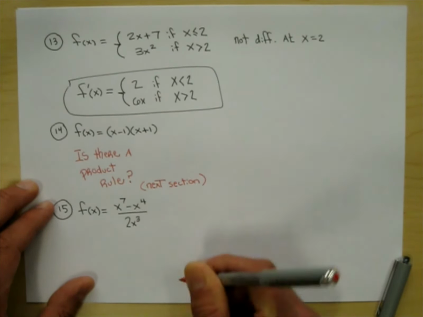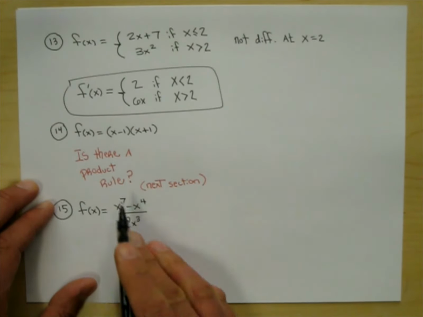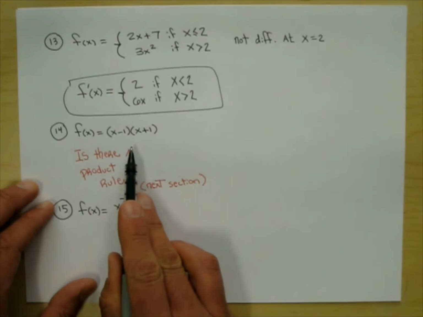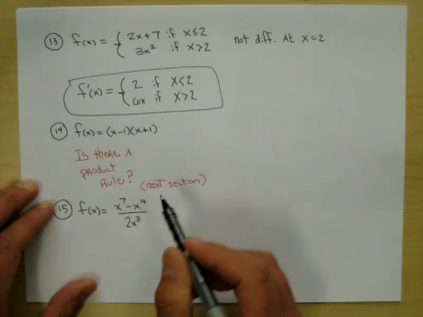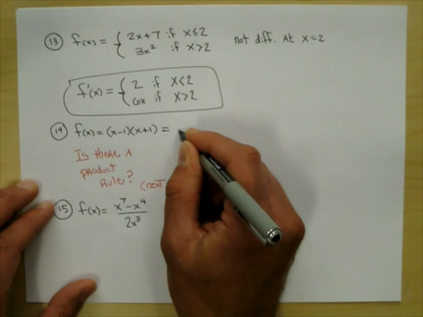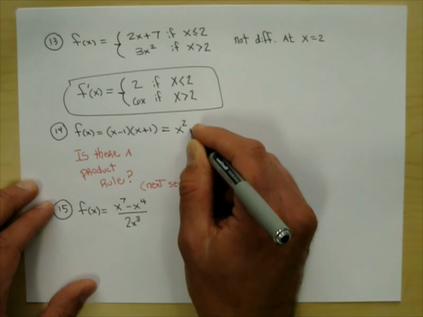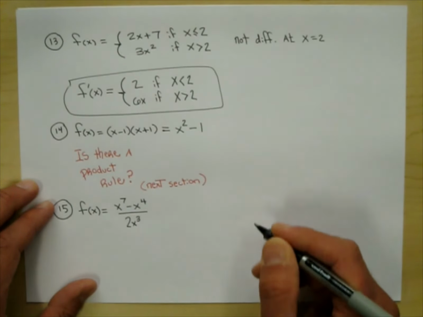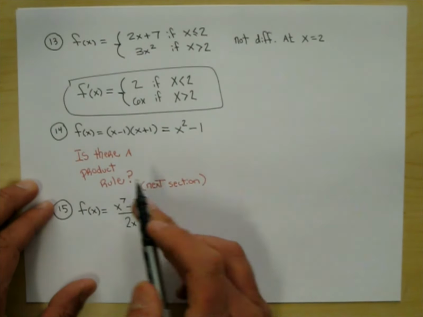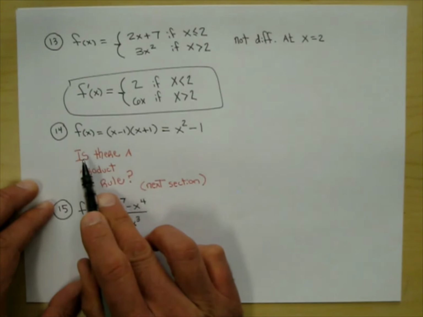So you don't have to write that red part down. The only way we can deal with this product is to multiply it out. First, outside, inside, last. This is going to give me an x squared. It's a difference of squares, so x squared minus 1. This is the only way we know how to do this problem when they're asking us for the derivative.